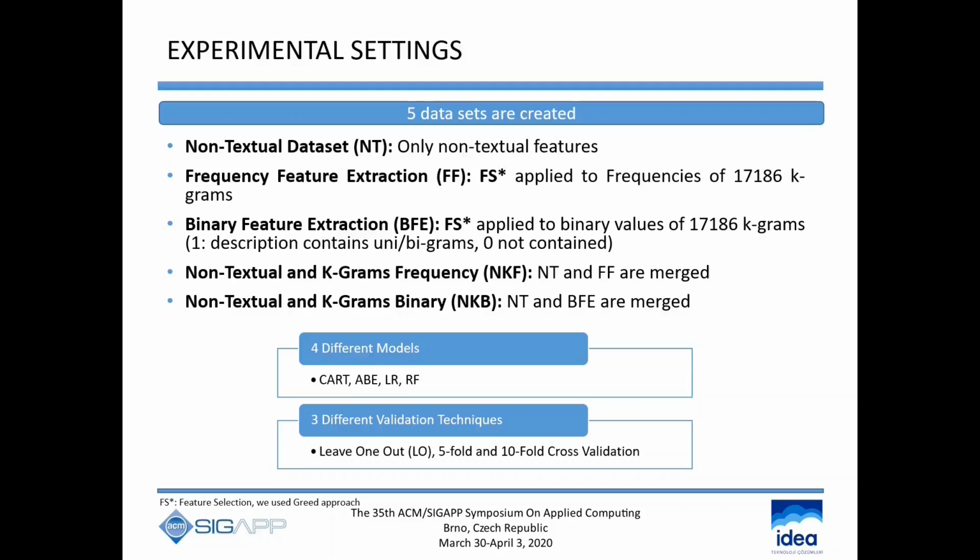For each data set, we trained 4 different models: CART, classification and regression trees; analogy based, which is similar to KNN, where you find the nearest requests to your current request and make a prediction by looking at these neighbors, for example, the mean effort of neighbors; linear regression; and random forest. We also evaluate our models with 3 different validation techniques: leave-one-out cross-validation, 5-fold, and 10-fold cross-validation.